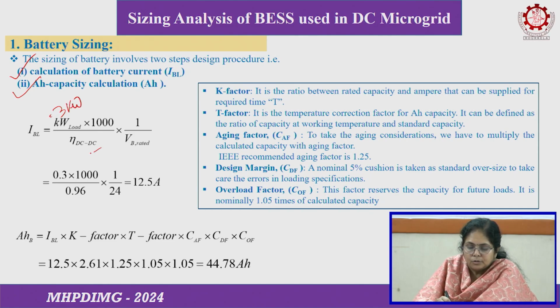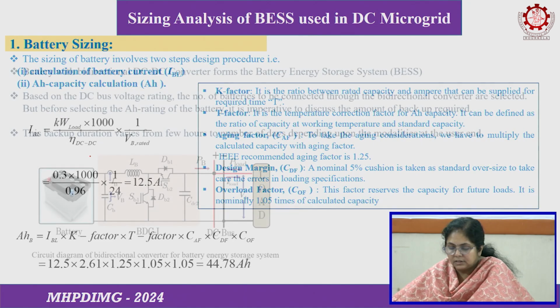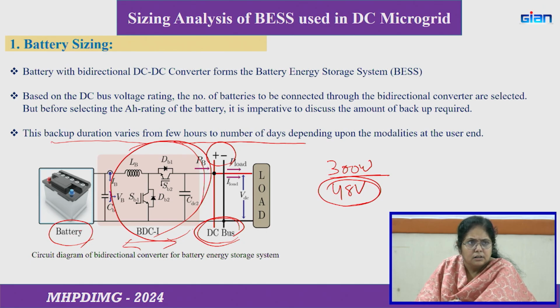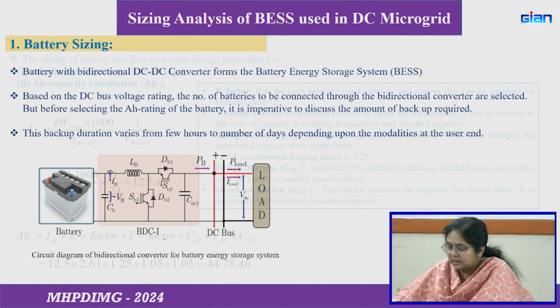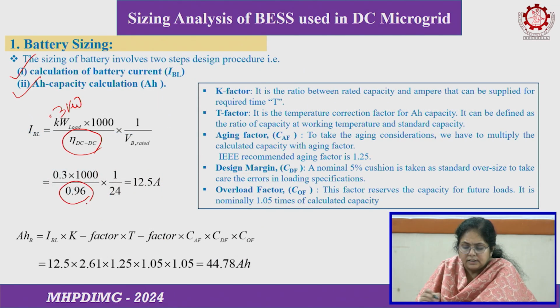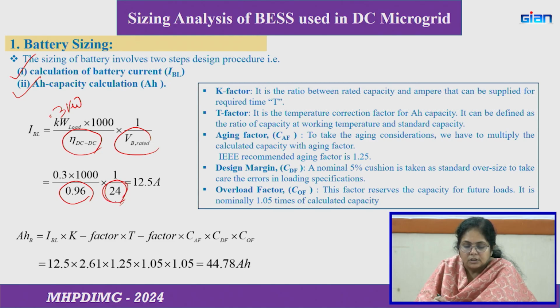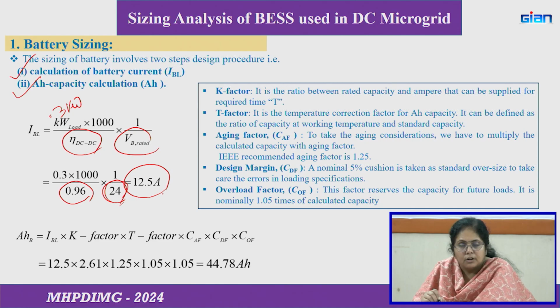And you have to assume the DC-DC bidirectional converter used here, which is the interface between the DC microgrid and the battery. The efficiency of this is assumed to be 96%. The bus voltage is 48 volt and the battery voltage is fixed to 24 volt. As we are fixing the battery voltage, we will step it up, and during buck operation also we can get from 48 to 24. So, we are fixing the battery voltage to 24 volt. The current requirement of the battery is 12.5 ampere.